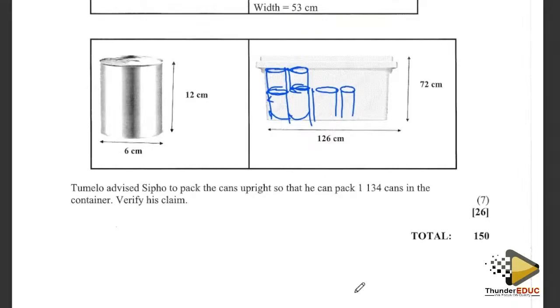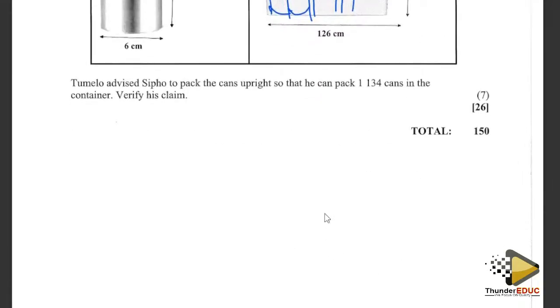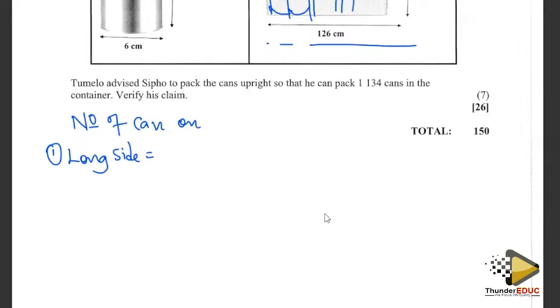Okay, so what we're going to do, we shall say number of cans on the long side, which is the lengthwise. So if we want to find out how many there will be here, we shall take the length of the box, the container, divided by the diameter of the can, which will be 126 centimeters divided by the diameter, which is 6. So this is approximately 21. Those are 21 cans. So on the long side, we shall have 21 cans.